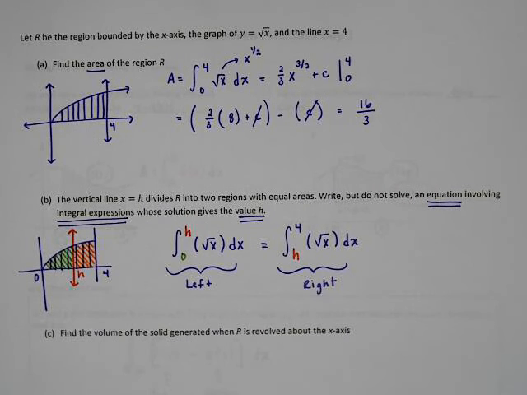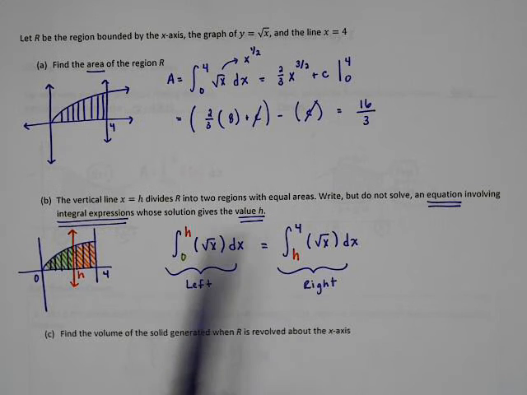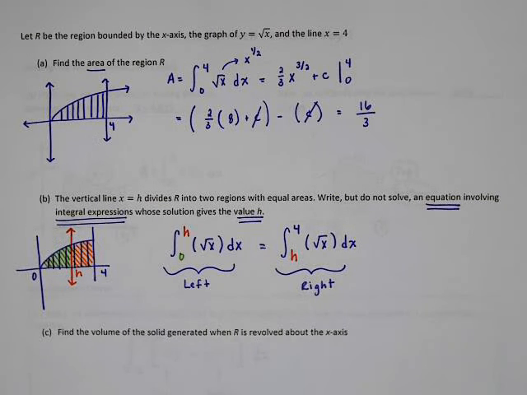Now we don't have to actually solve this, but if we did solve this, if we could figure out how to solve this equation, what makes this integral equal to this integral, we would have the value of h so that we could make two equal areas.